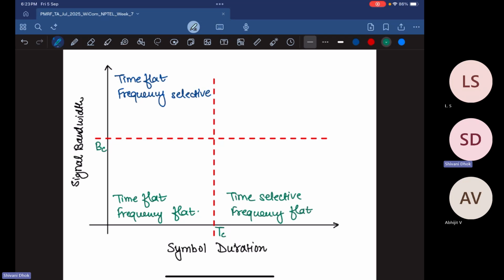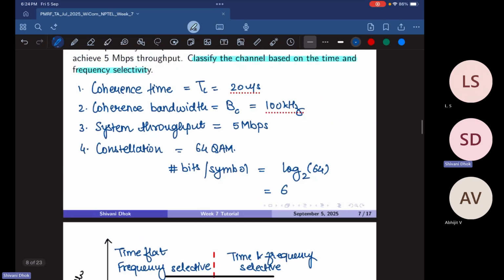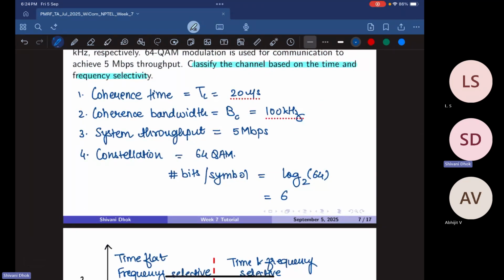And similarly, if its symbol duration is still more than the coherence time, and the signal bandwidth is now higher than the coherence bandwidth, then it is both time and frequency selective. So the question that is asked to us is, we want to figure out in which particular quadrant we fall given these four pieces of information. Okay.